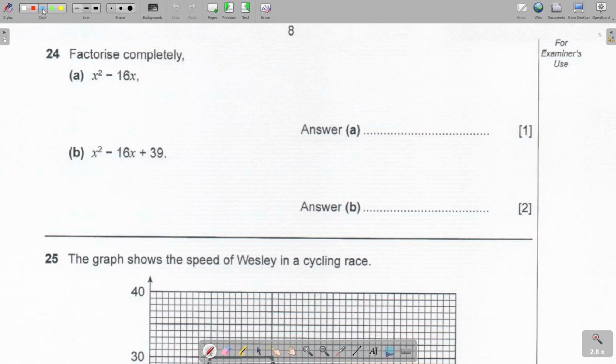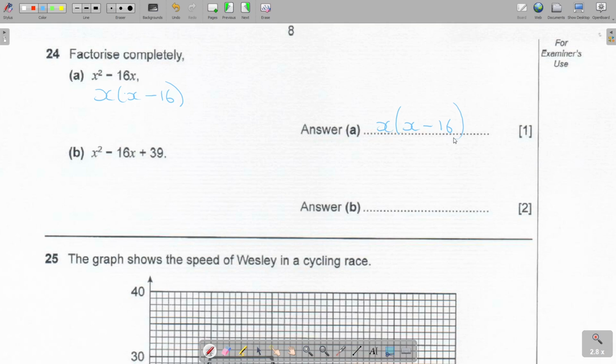So this is the highest common factor. I start with x. It's only x that is in both. So if I divide, x minus 16, very simple. It's actually a grade 9 one. So I'm back at my brackets. This was 2 terms, now it's 1 term.